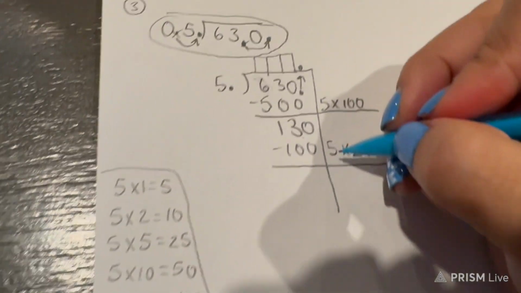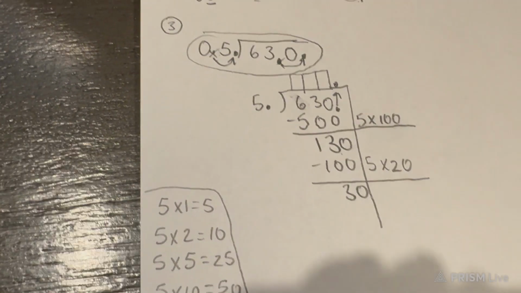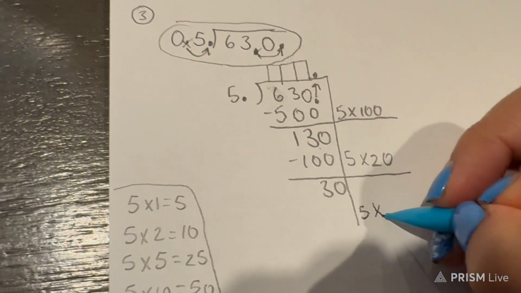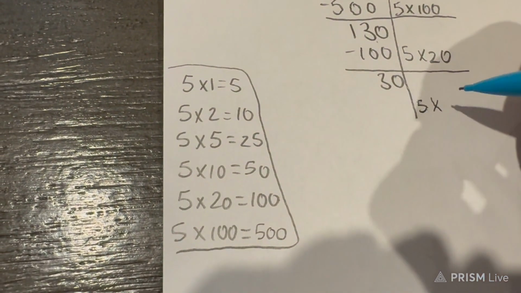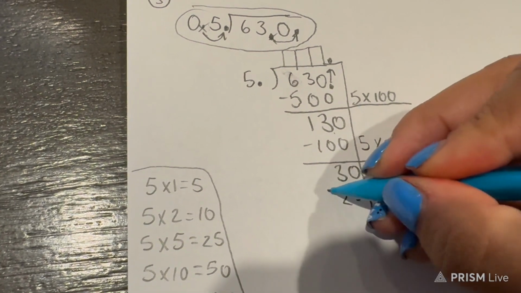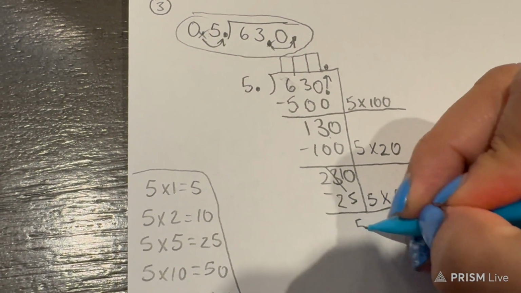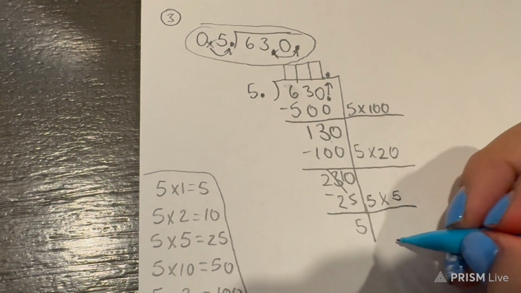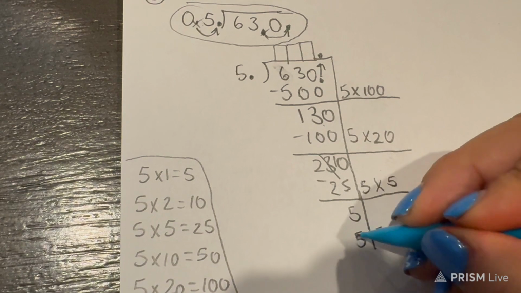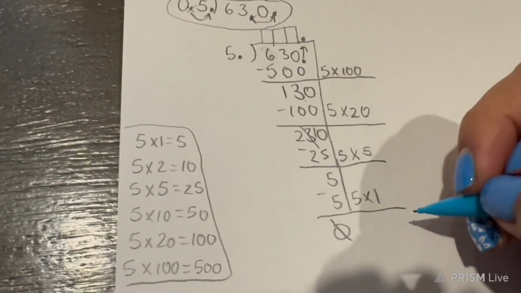0 minus 0 is 0. 3 minus 0 is 3. And now we can go ahead and see what's closest to 30. That is 5 times 5, which is 25. Borrow from the 3. This is a 5. Now we can go ahead and do 5 times 1 is 5. And this one worked out with our 0. So there is no remainder.